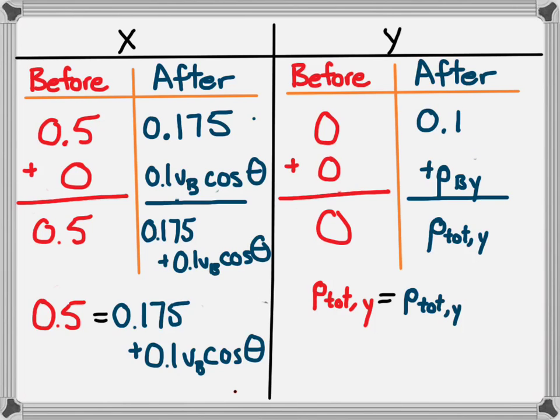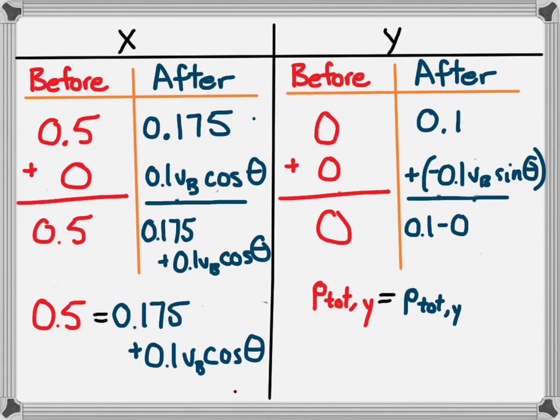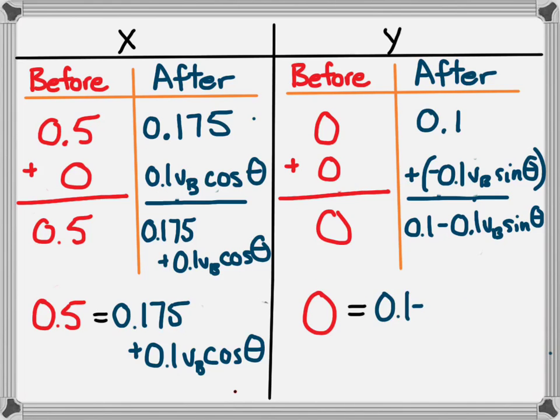And then after the collision, puck A had a momentum of 0.1 kilogram meters per second. And then I came up with an expression for the y component of puck B. Add those two up together and I get this expression. So my second equation that I can solve is this equation right here. Okay, so now I have completed step number 3 in my problem solving process.